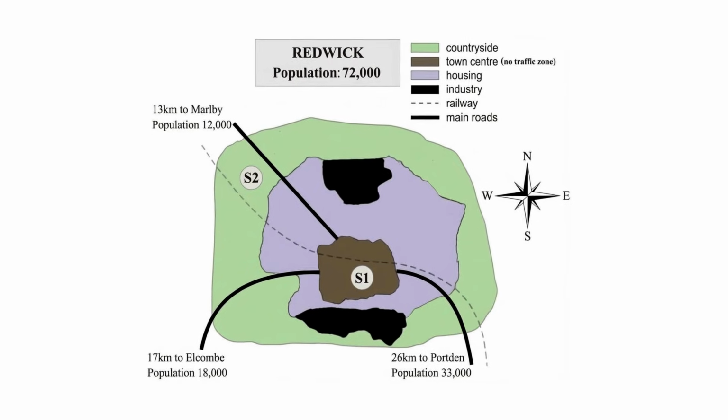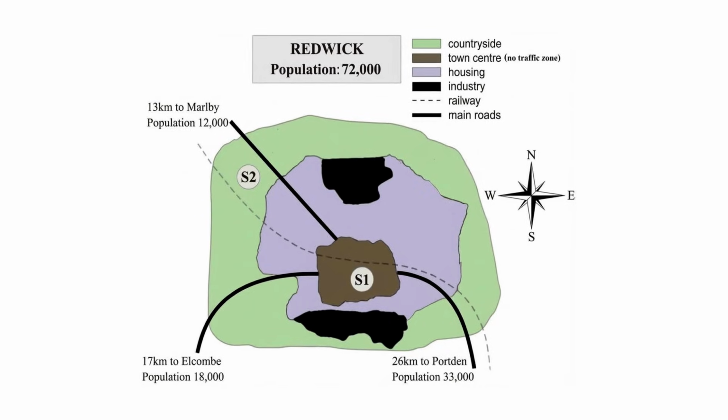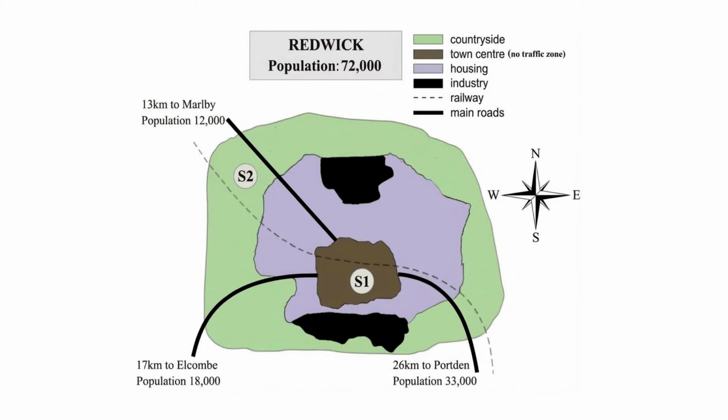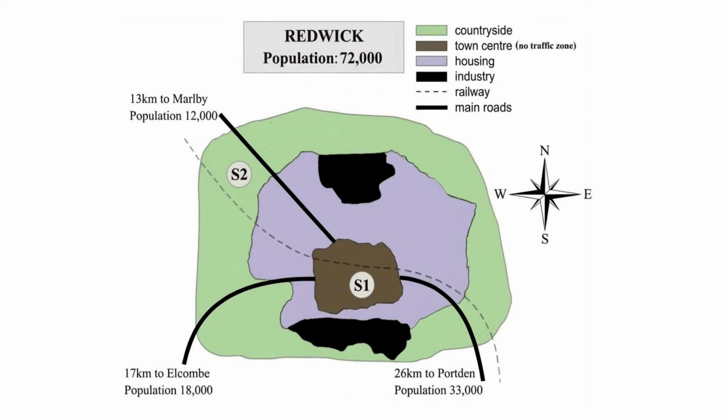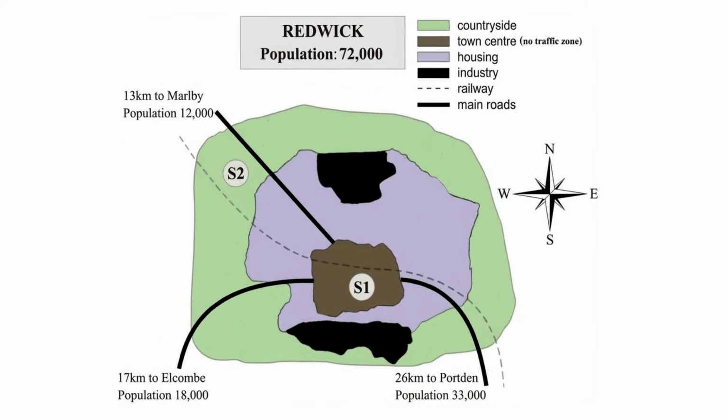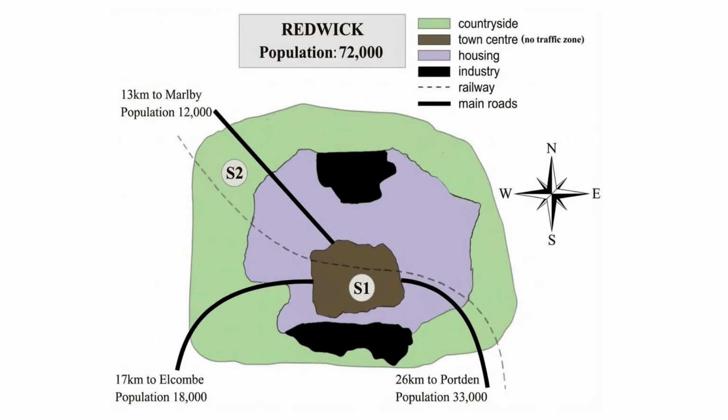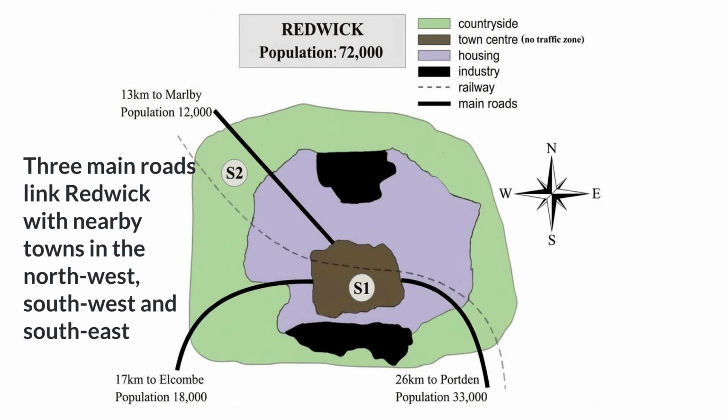Look for the thick, solid black lines. These are the main roads. There are 3 of them, and each leads to a different nearby town. One road stretches toward the northwest to Marlby, another extends southwest to Elcombe, and a third runs southeast to Porton. A natural sentence for this is, 3 main roads link Redwick with nearby towns in the northwest, southwest, and southeast.